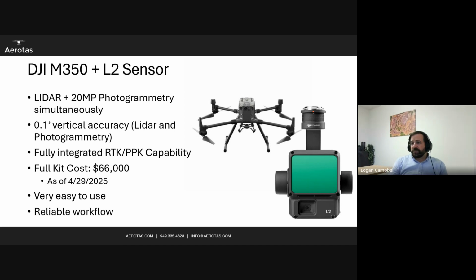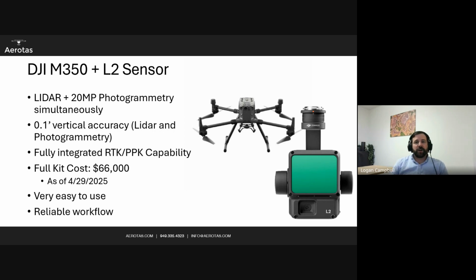So just so you're aware, the drone itself now costs about $20,000. The L2 sensor costs about $26,000. And then all of the other stuff you need, whether it's base stations, cases, batteries, battery charging kit, accessories, all of that together is about another $20,000.